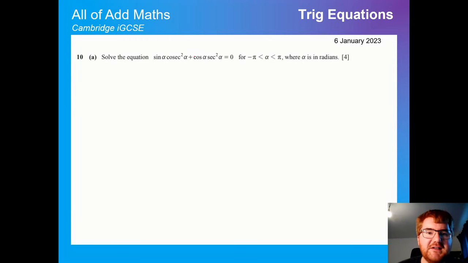Right, first of all, we need to solve the following equation. So sine alpha cosec squared alpha plus cos alpha sec squared alpha equals 0. And we have our domain between minus pi and pi. So that's minus 180 degrees and 180 degrees.